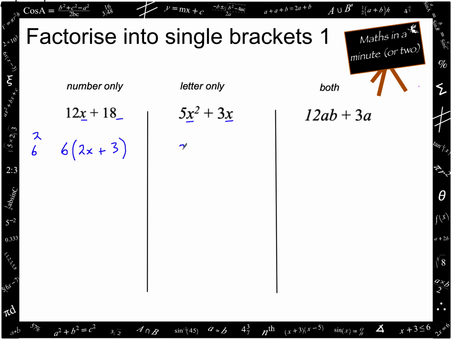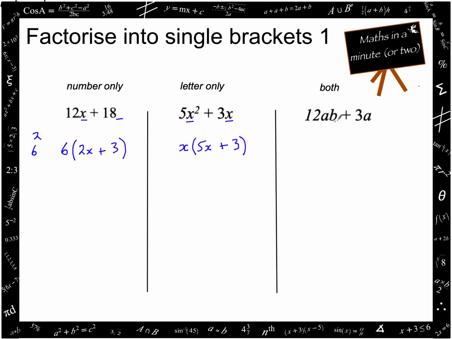So x is in both, so x goes on the outside of the bracket. What would I multiply x by to get 5x squared? We need to multiply it by 5 to get the 5 and another x to get the x squared. So x times 5x would give us 5x squared. And what would I multiply x by to get 3x? That's going to be 3. So that's the answer to that one.